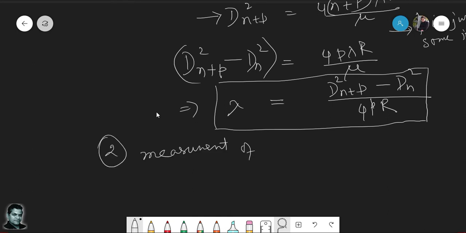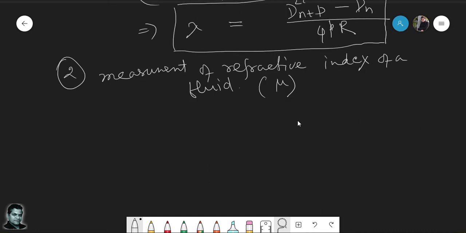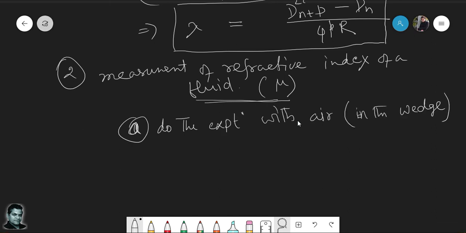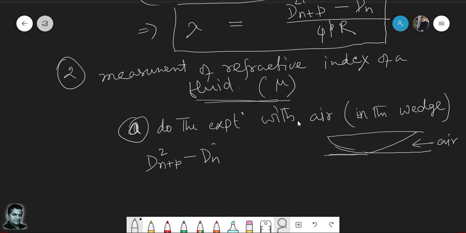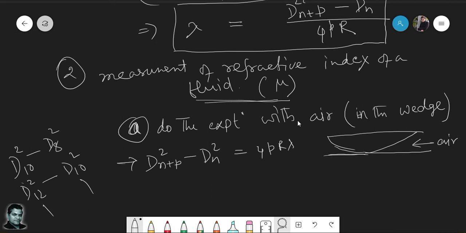Application number 2, measurement of the refractive index of a fluid, μ. To measure the refractive index of a fluid, you do it in two separate steps. Step A, do the experiment with air in the wedge. So if this is the wedge, this is the plano-convex surface. In one case with air, you measure D_{n+p} squared minus D_n squared, which is equal to 4pRλ, just from the last expression. So you calculate the difference between D10 squared minus D8 squared, then D12 squared minus D10 squared, and so forth, several values with p equal to 2 in this case.